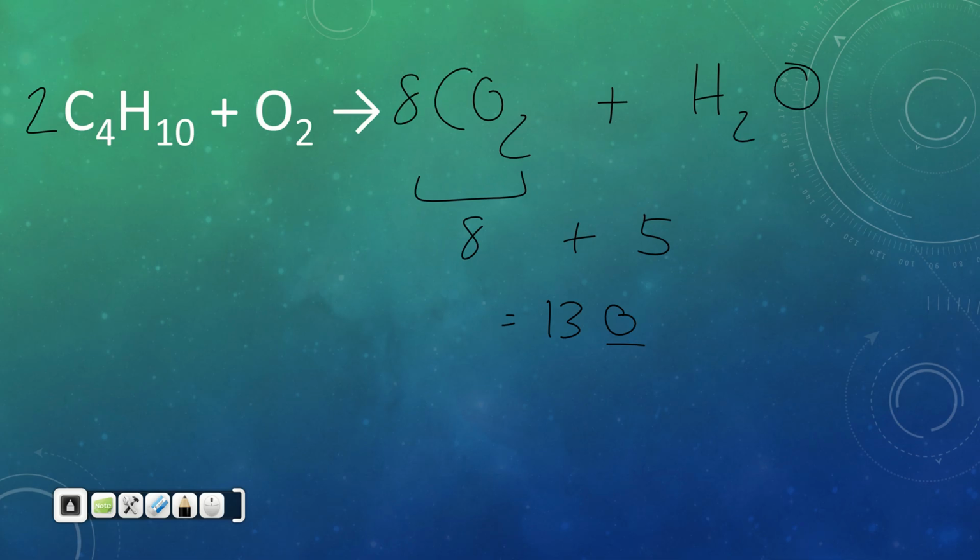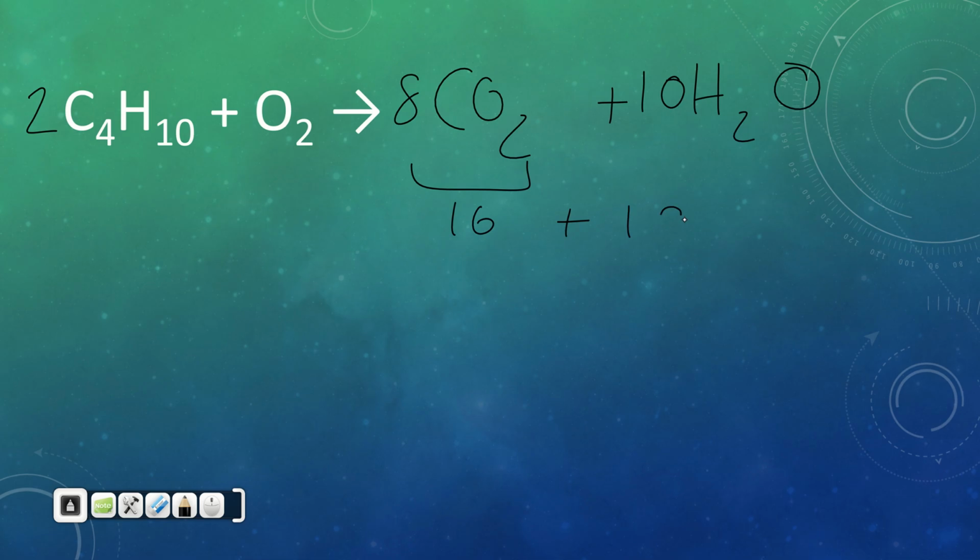Now I have 8 carbons on both sides. I have 20, 10 times 2, hydrogens. And now I have 16 plus 10 O's for 26 oxygens. 26 divided by 2 is 13. Okay? So, moving it along, obviously you could slow that down, go back and look over it a little bit more slowly if needed, or go through specific examples.